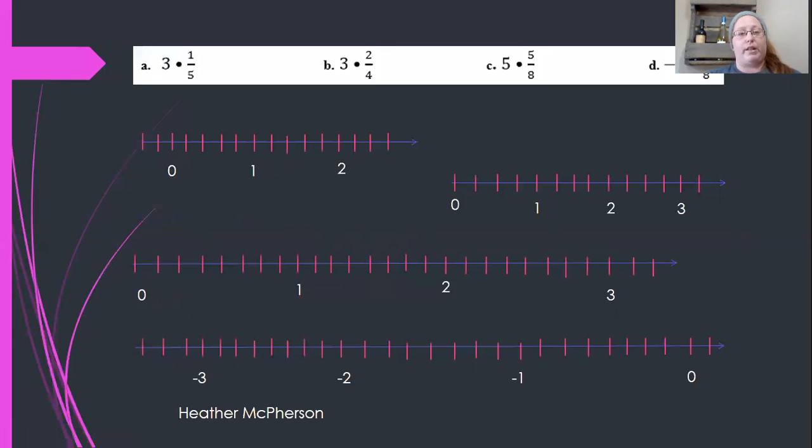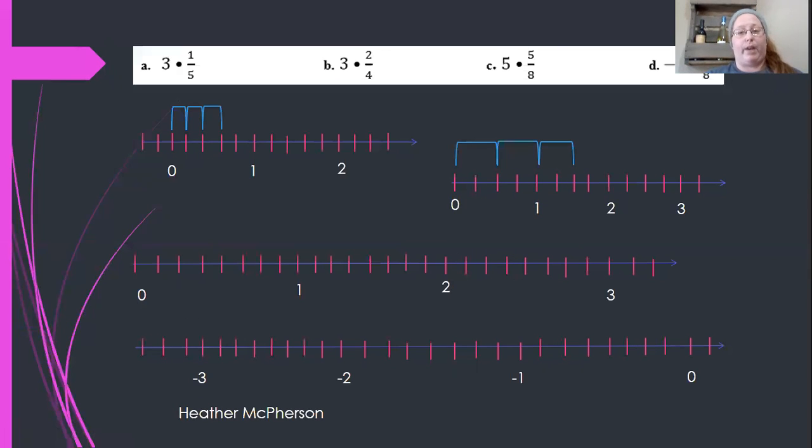Also, again, you can show these in number line. So this first one is 3 times 1/5. So you have from 0 to 1 is 5 spaces. So 1/5 plus 1/5 plus 1/5. The next one is 3 times 2/4. So you have 4 from 0 to 1. So you have 1, 2. So 2/4 plus 2/4 plus 2/4 is going to equal 6/4.